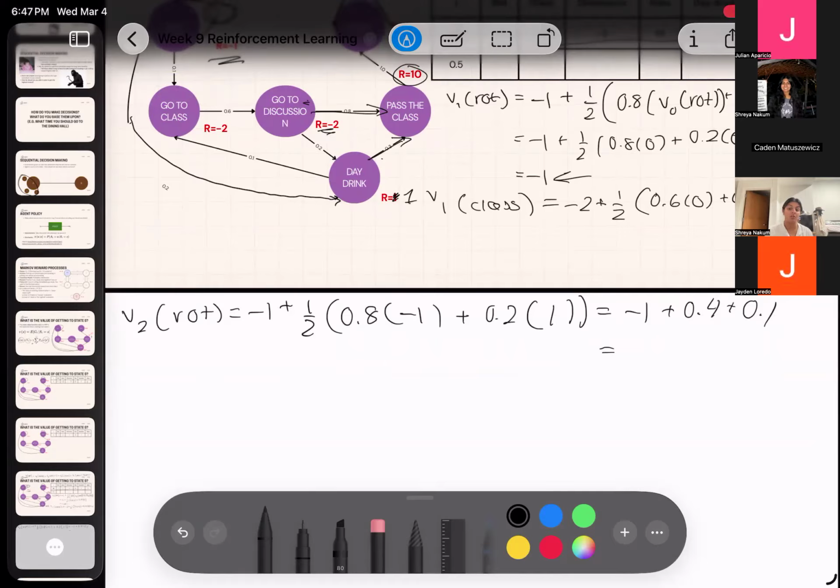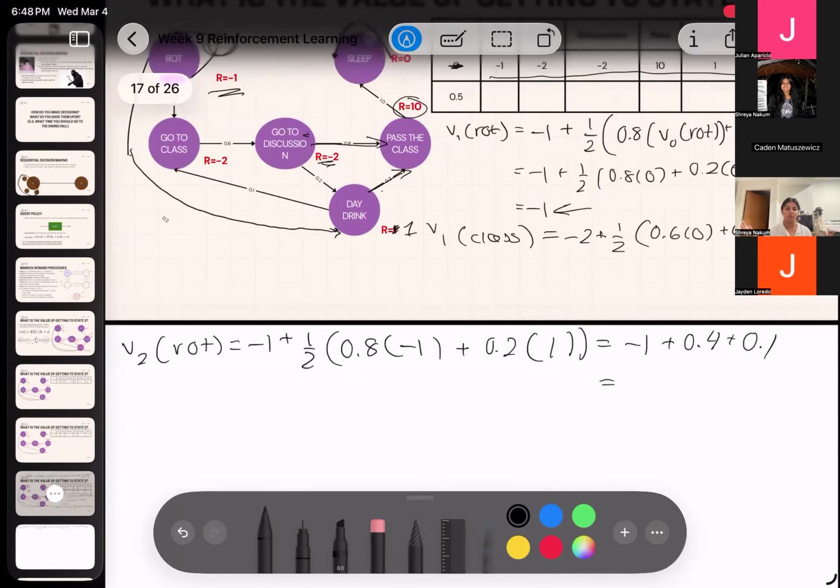Going to discussion will have a value of 2.1 because as time goes on, this model is learning that if I go to discussion, I have an 80% chance of passing the class. If I day drink, I have a 30% chance of passing the class. But either way, these are the two states that are closest to passing the class. So these two are going to have the highest overall state values. These are the most valuable states because they're closest to passing the class.